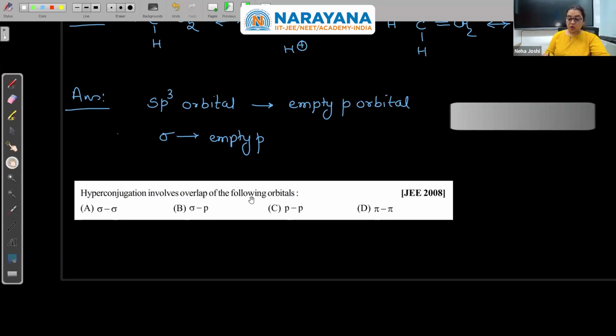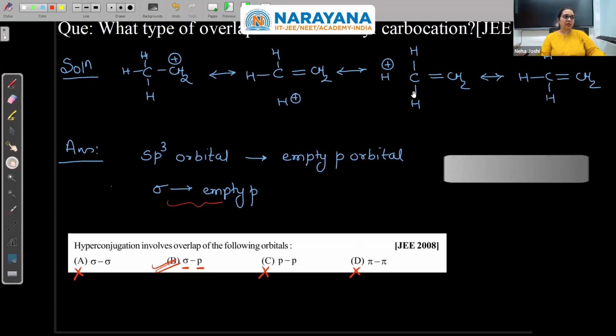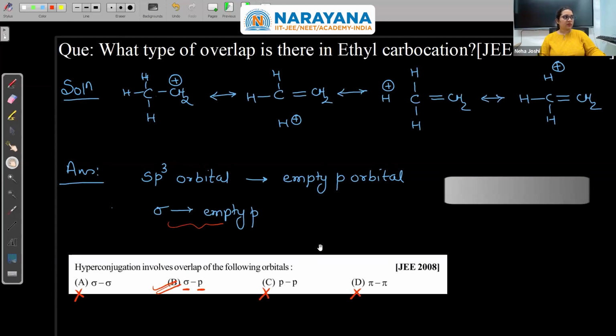Hyperconjugation involves overlap of following orbitals. So you can see sigma sigma. No, there was no sigma sigma. There was no pp. There was no pi pi. It is a sigma and p orbital. See, sigma and p orbital overlap. This was asked in Advanced. Okay, so this concept was asked in both Mains as well as Advanced.